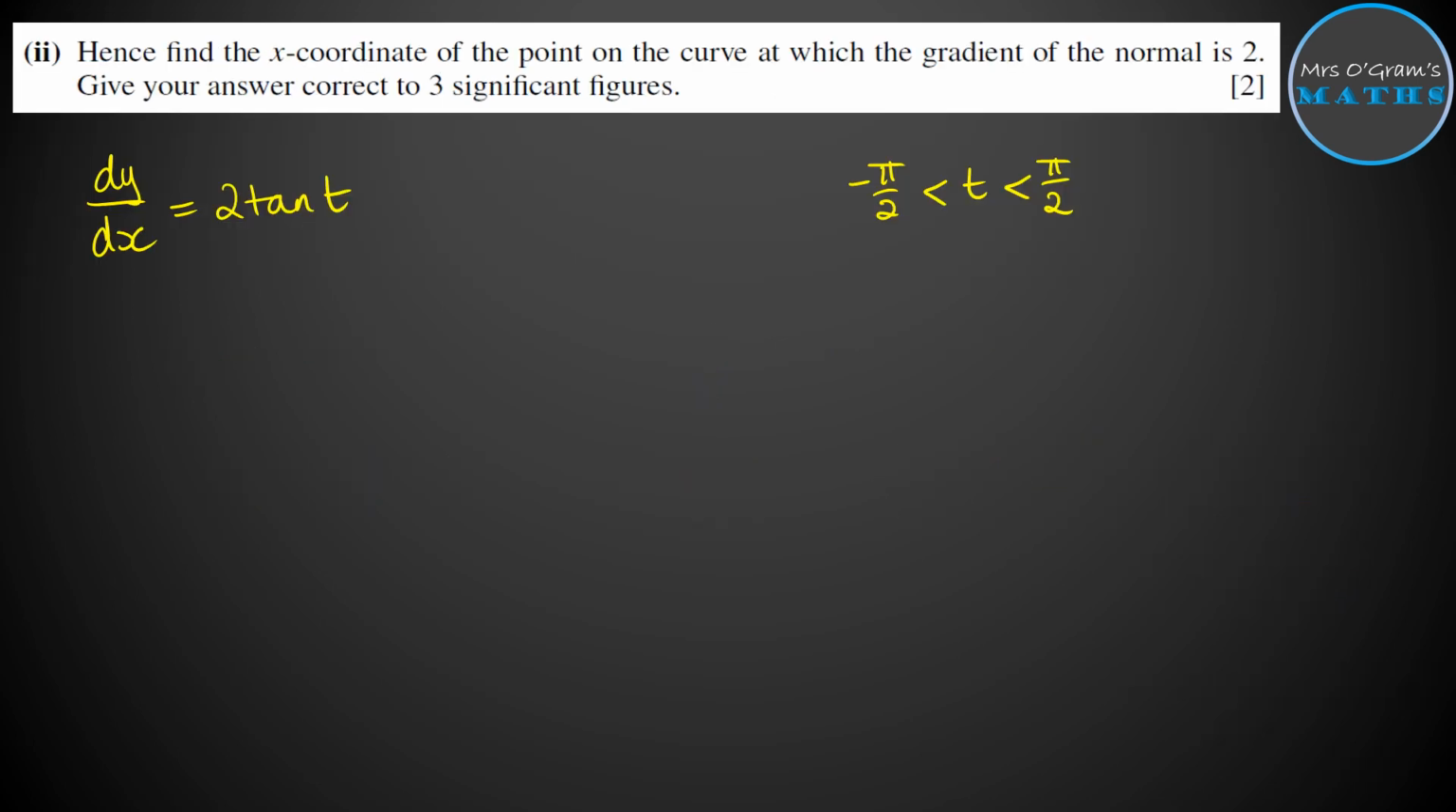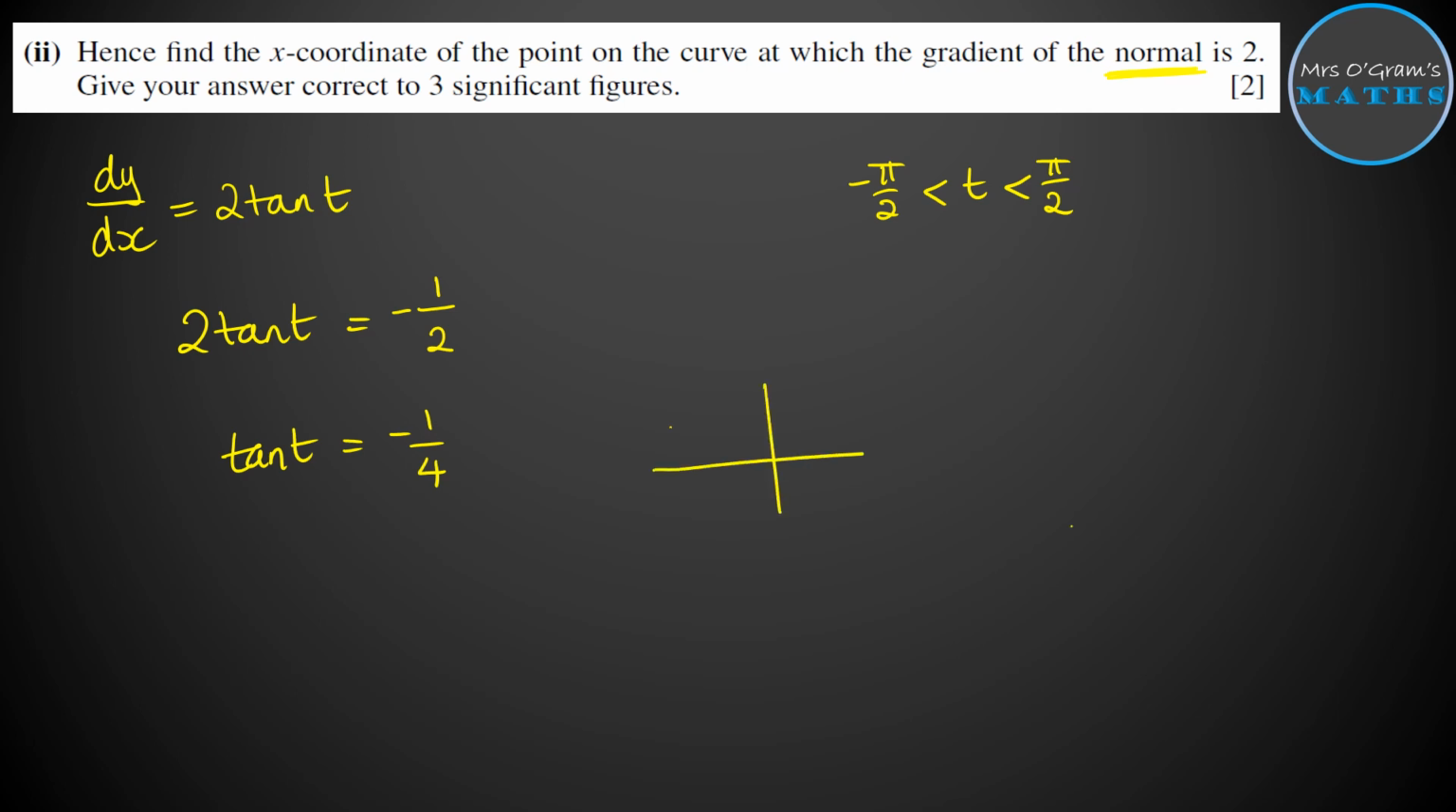I've just copied across the information we need from the previous slide to do part 2. We're going to find when the gradient is equal to 2. So set that equal to 2 and solve the equation. And I have just spotted, I did not read the question properly, the gradient of the normal is 2. So the gradient of the curve at that point will be minus a half, the negative reciprocal. I'm sure lots of people probably made that mistake in the exam. So tan t is equal to negative 1/4.